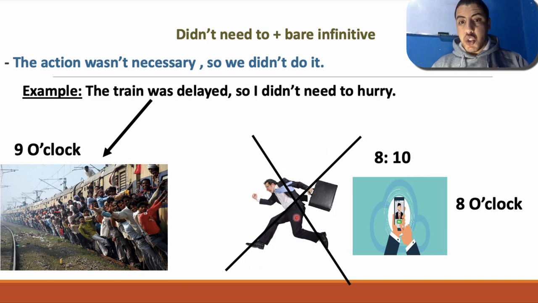I didn't do the action. It was not necessary, and I didn't do it. So if you didn't do the action, we use didn't need to plus bare infinitive. But if you did the action, we use needn't have plus past participle.